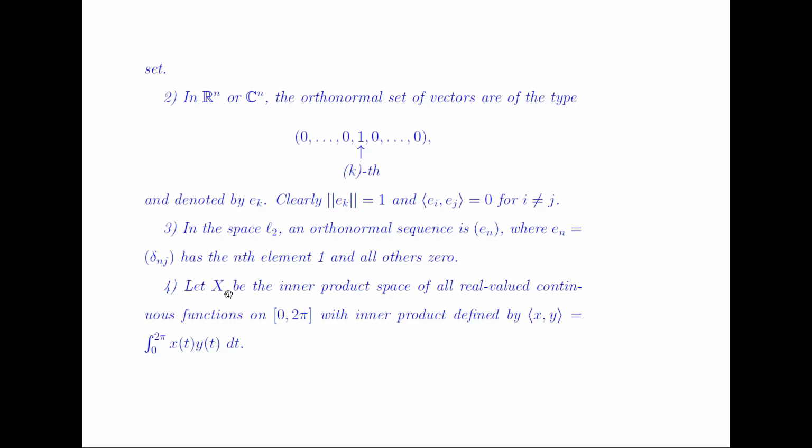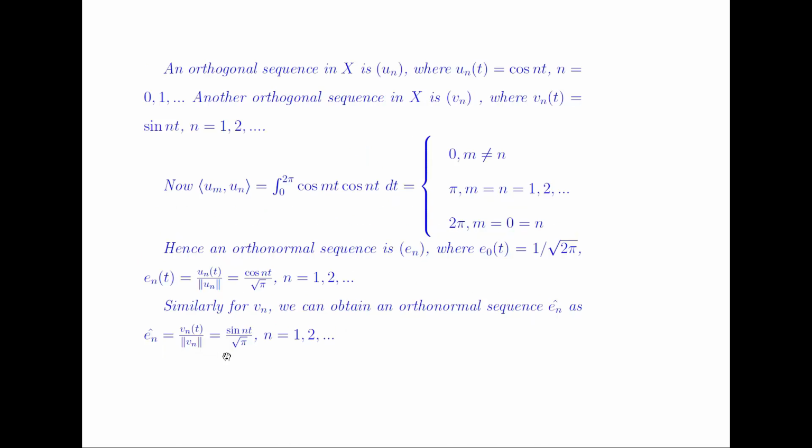The next example is based upon a function space. Let X be the inner product space of real valued continuous functions on the interval 0 to 2 pi, with the inner product defined as the integral from 0 to 2 pi of x(t) y(t) dt. An orthogonal sequence in X is u_n, where u_n(t) is equal to cos nt, and n is equal to 0, 1 and so on. And another orthogonal sequence in X is v_n, where v_n(t) is equal to sin nt.